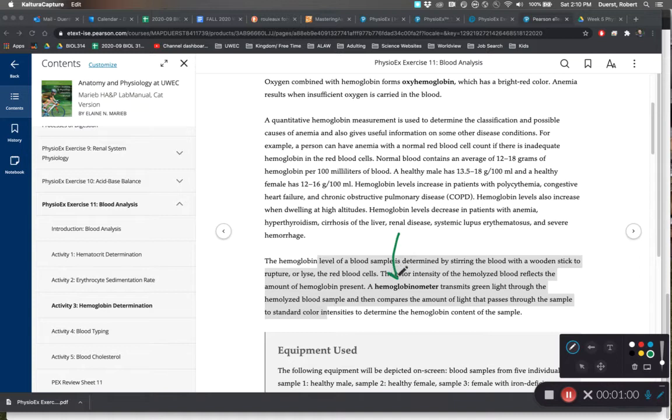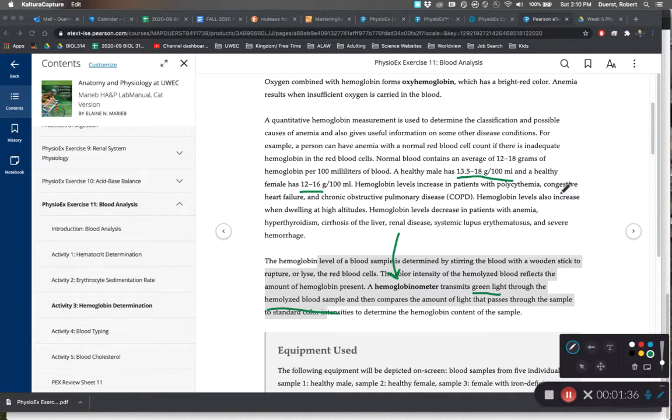To quantify the amount of hemoglobin in the blood, we typically are going to use a device known as a Hemoglobinometer. That device will take green light and shine it through the hemolyzed blood sample, and then based on the amount of green light that gets through the sample, you can quantify the amount of hemoglobin in that individual's blood. For baseline levels of hemoglobin, a healthy male typically will have 13 to 18 grams of hemoglobin per 100 milliliters of blood, and a healthy female will typically have 12 to 18 grams of hemoglobin per 100 milliliters of blood.